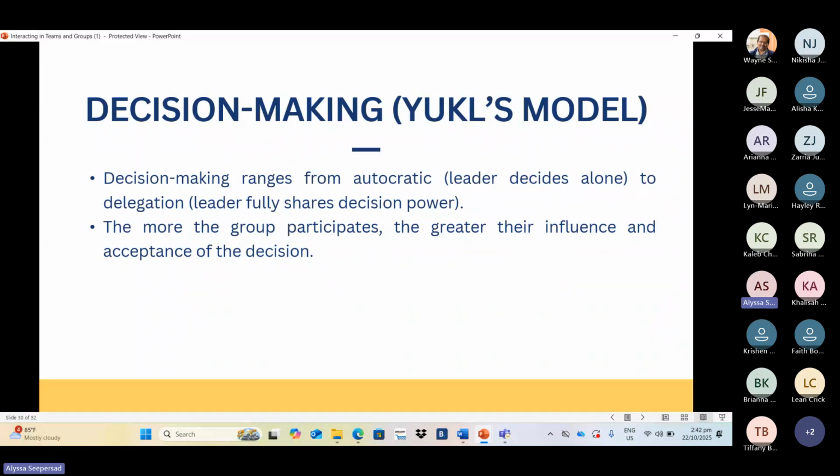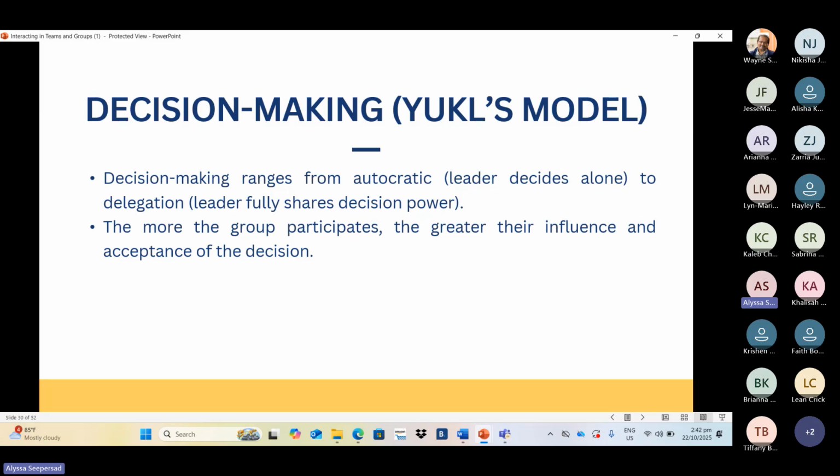Moving on to decision making. Decision making ranges from autocratic, this means the leader decides alone, to delegation, which means the leader fully shares decision power. The more the group participates, the greater their influence and acceptance of the decision.